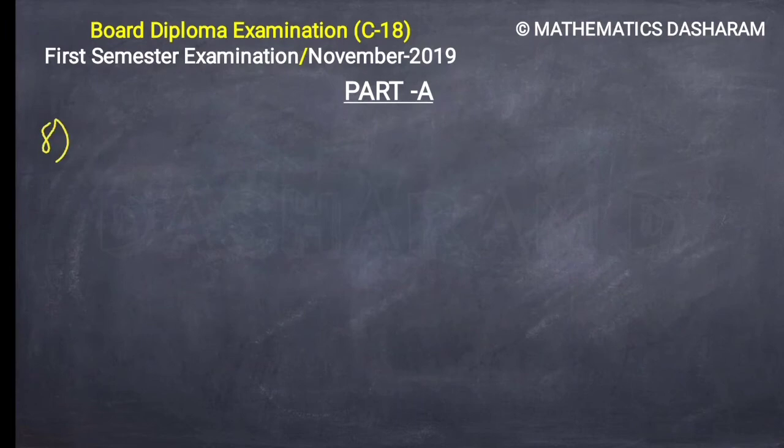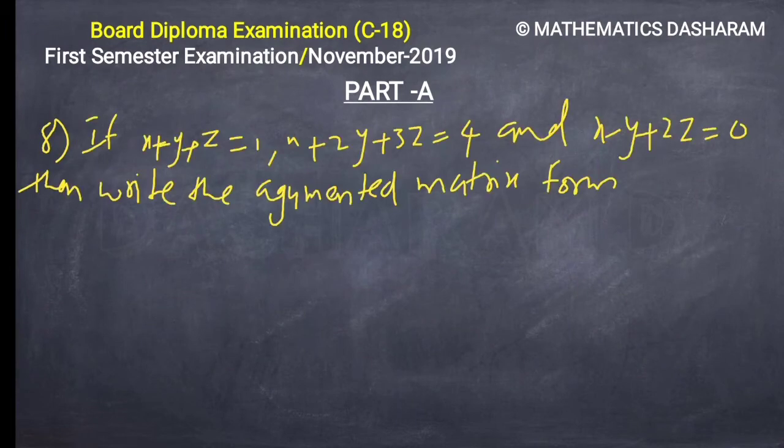Next, eighth question is, if x plus y plus z equals 1, x plus 2y plus 3z equals 4 and x minus y plus 2z equals 0, then write the augmented matrix form. So this is a question asked from solution of simultaneous equations using matrices and determinants. Augmented matrix means it is a combination of the coefficient matrix and the constant matrix. So the augmented matrix is denoted like this.